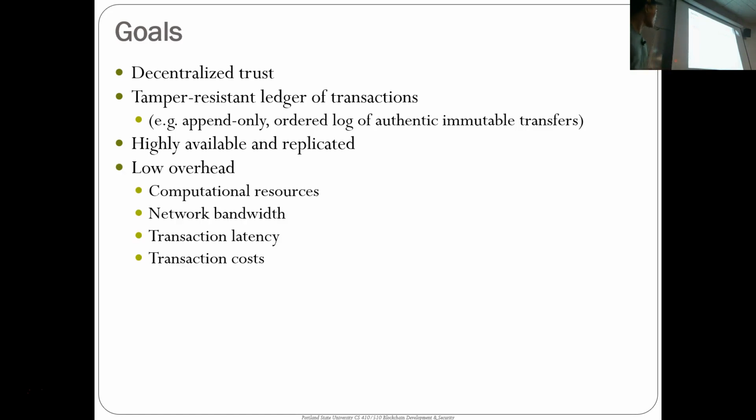You want the thing to operate with low overhead in terms of the computational resources required to keep the thing going, the amount of network bandwidth. You also want any transactions to this log to be low latency and have low costs for the person sending the transaction. If any of these things don't hold, you have a system that nobody wants to use effectively.